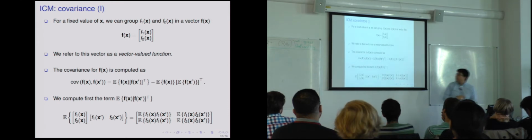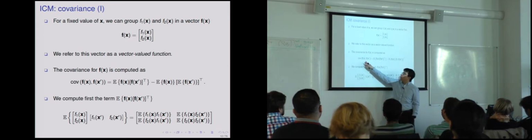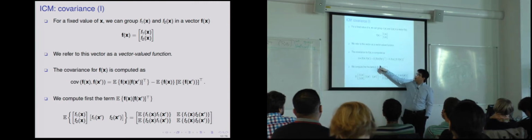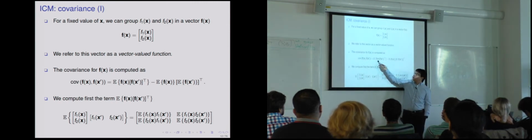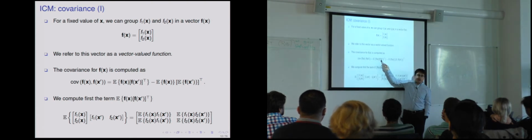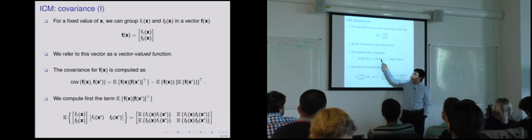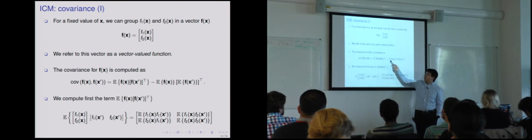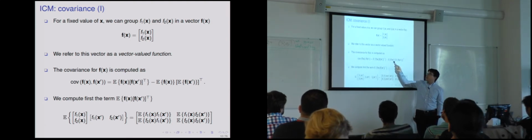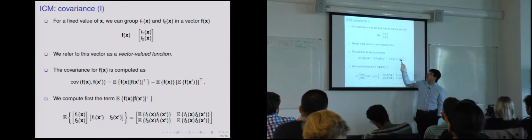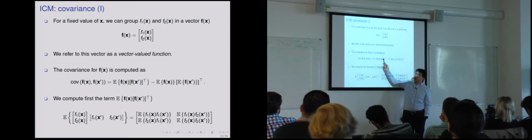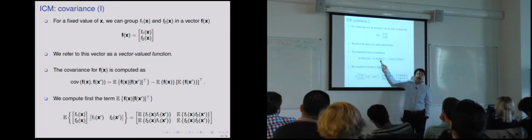Remember that the definition says that if I want to compute the covariance of a vector, then it's going to be the expected value of the vector times the same vector transposed evaluated at x prime, minus the expected value of the vector times the expected value of the vector evaluated at x prime, transposed. What kind of product is this? An outer product. We have a column vector multiplying a row vector after transpose, so we get a matrix here.